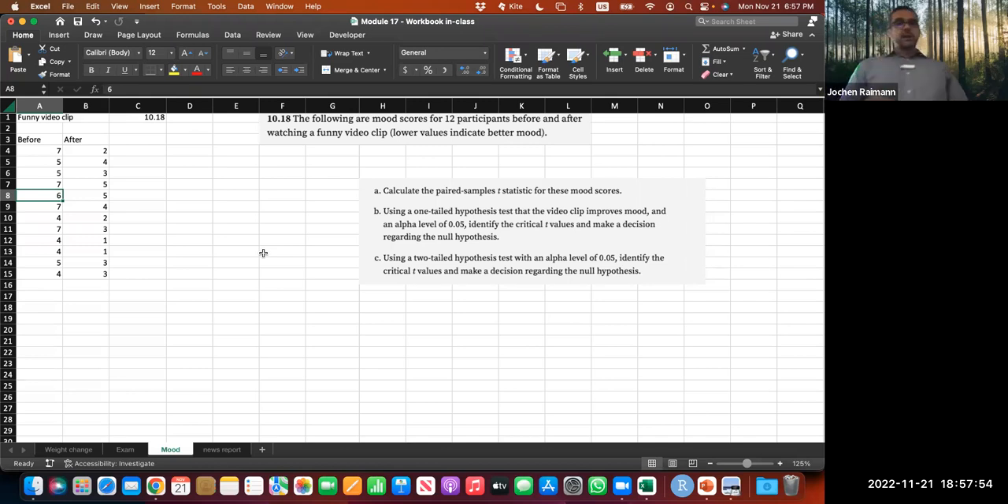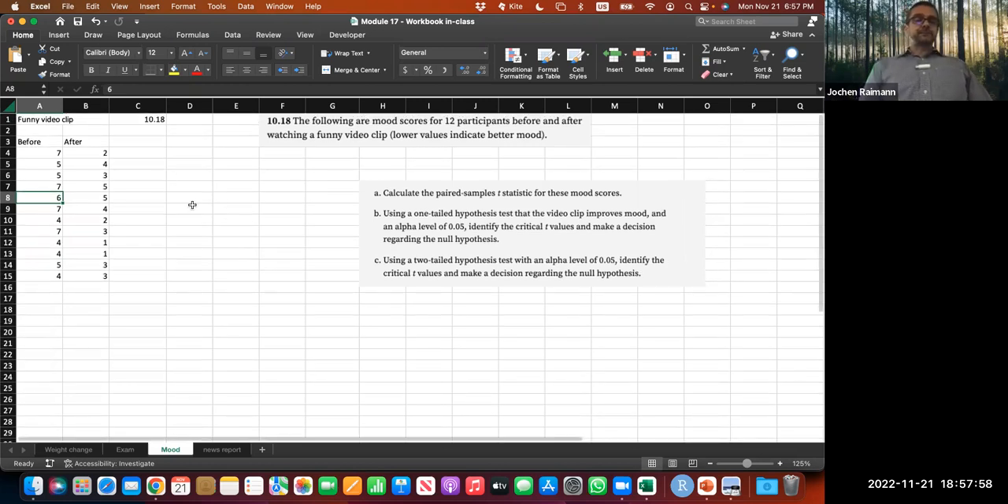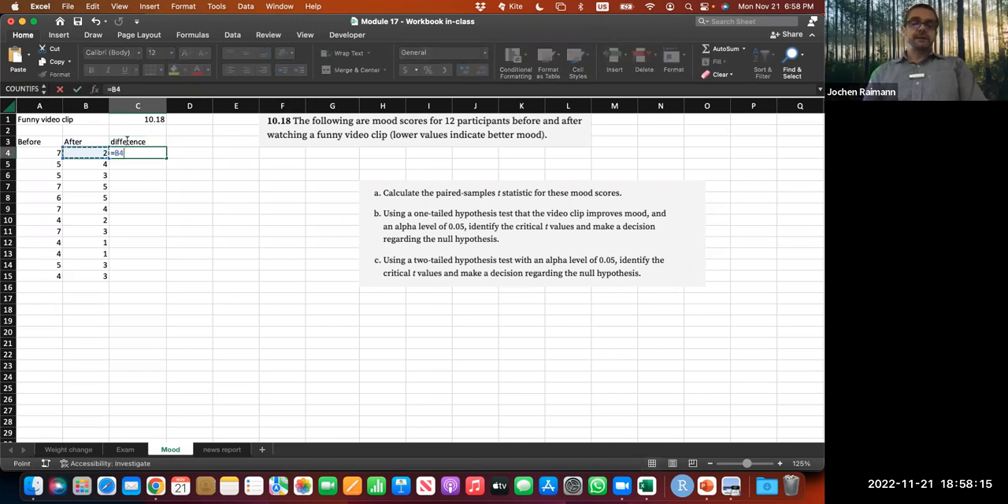Good. So first, we're calculating, we have before and after values. So that prompts us already to think of a paired sample t-test. Now we first calculate the difference, which is easily calculated as after minus before.